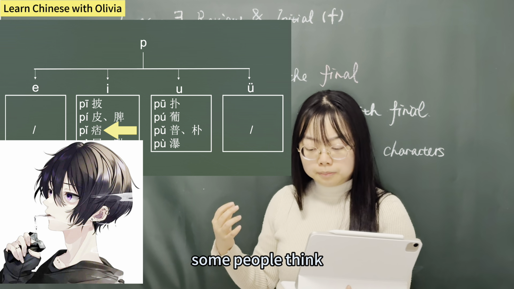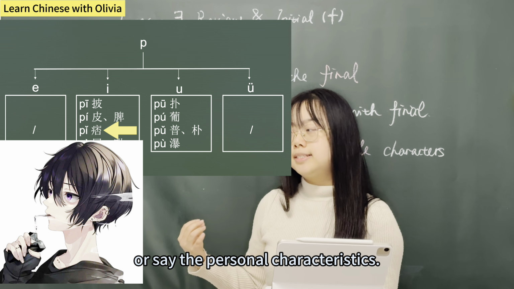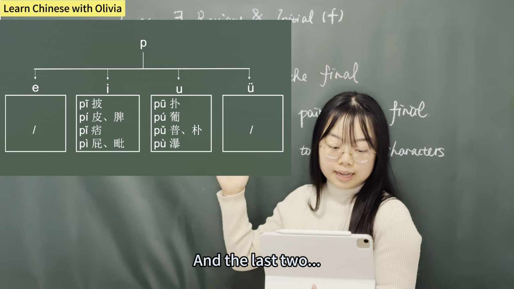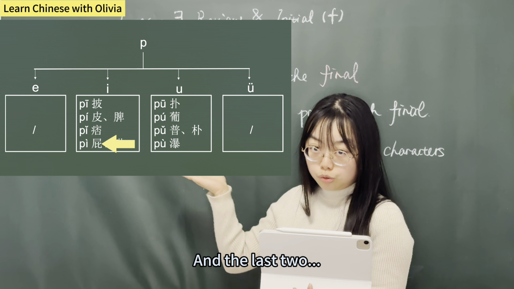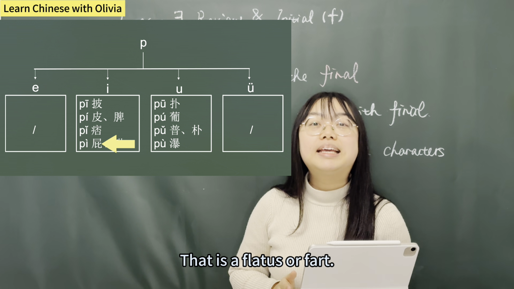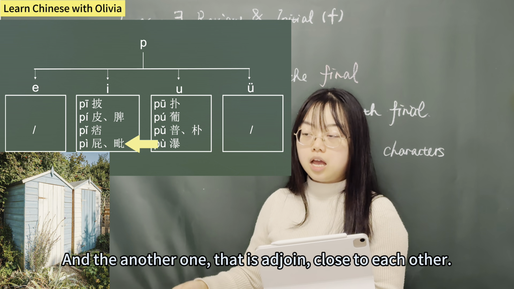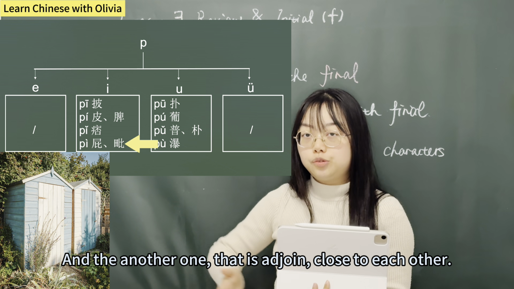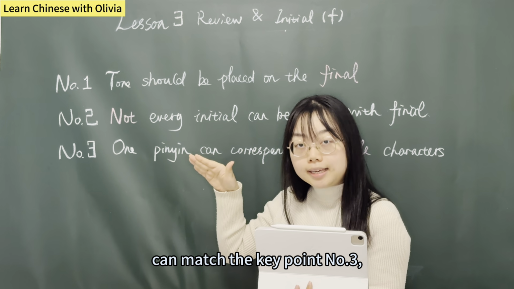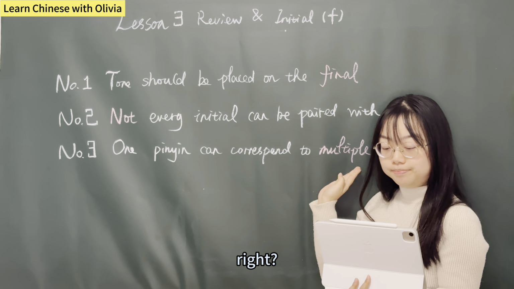But in China, some people think it's another kind of handsome, or say the personal characteristics. Yeah. And the last two: flitters, and then another one that is adjoin, close to each other, adjoin. And from this, we can find P and P can match the key point number 3, right?